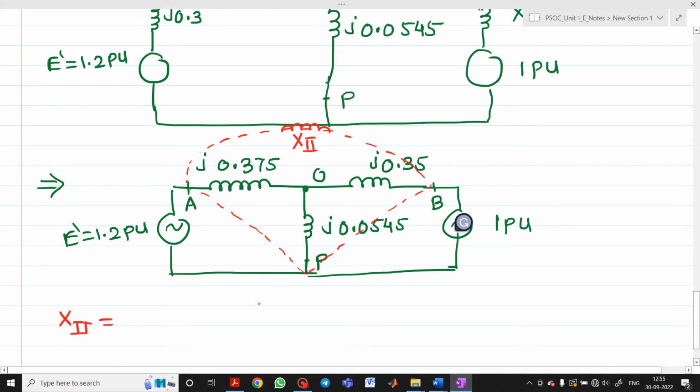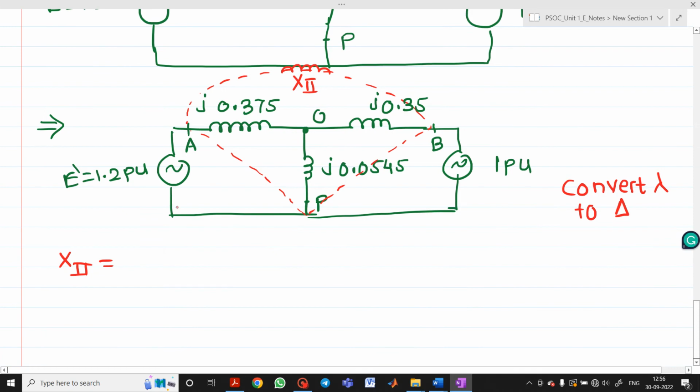You know how to. Here I will write it: convert star to delta. So what to do? What is the opposite value here? What is the opposite of x2? J 0.0545. So it should be taken in the denominator. So I will write the formula here. In the first year of engineering you have studied this, or in diploma also you have studied this, how to convert star to delta.